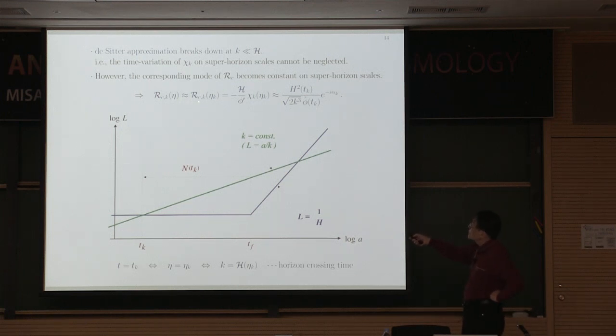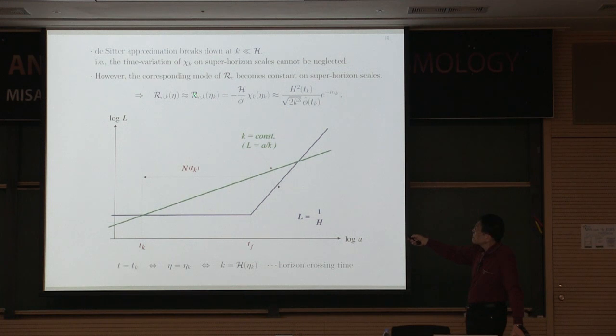So we know that, and we have this relation between these two, so it just takes some time slightly beyond the horizon crossing time. And then beyond that, this curvature perturbation will be just a constant. So even though eta goes to almost zero, this value is the same as the value at horizon crossing.